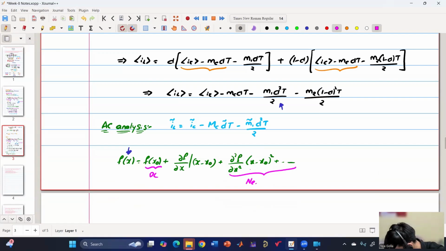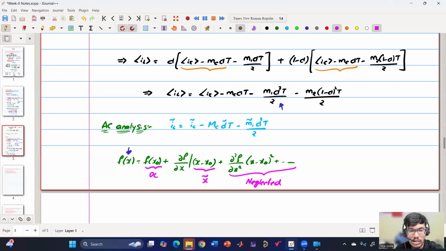These are neglected because they are higher order terms, and x minus x naught is like x tilde. So that is the x perturbation. What we are doing is removing the DC parts because we are bothered about AC analysis, and all the higher order terms we are ignoring.